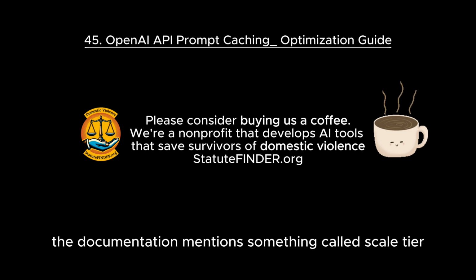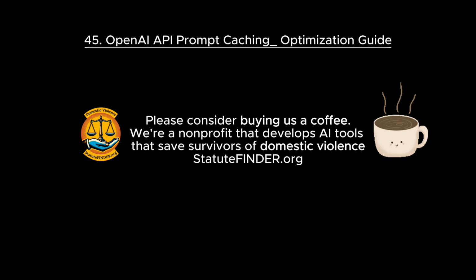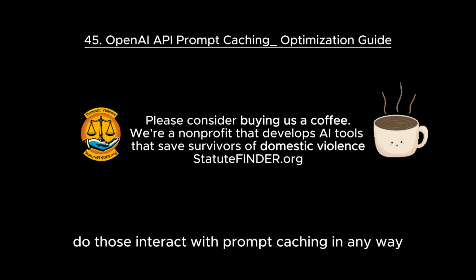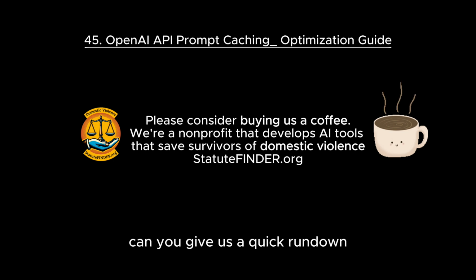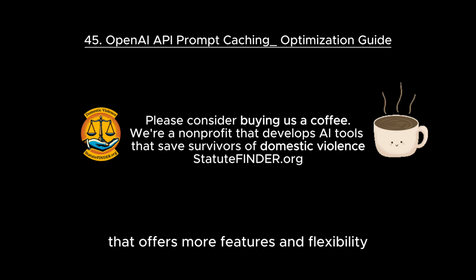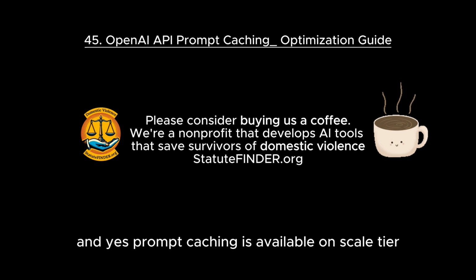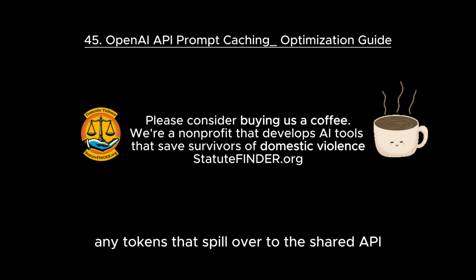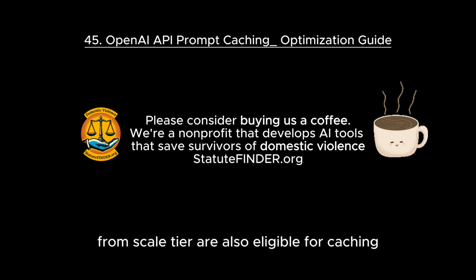Speaking of usage, the documentation mentions something called scale tier and zero data retention. Do those interact with prompt caching in any way? Okay, I'm curious about those. Can you give us a quick rundown? Sure. Scale tier is basically a higher level of service from OpenAI that offers more features and flexibility. And yes, prompt caching is available on scale tier. Any tokens that spill over to the shared API from scale tier are also eligible for caching.